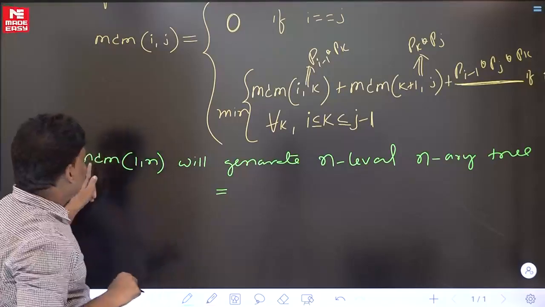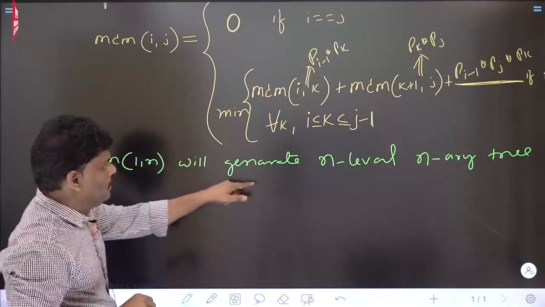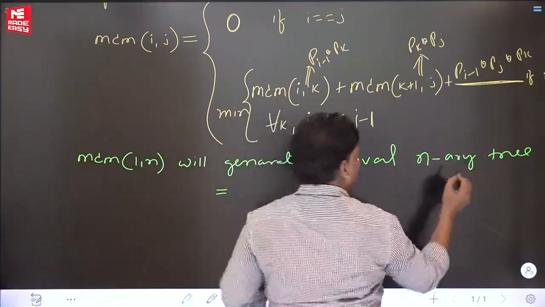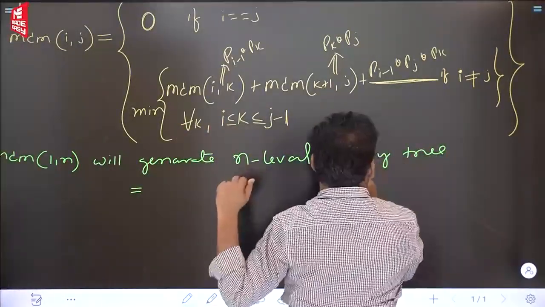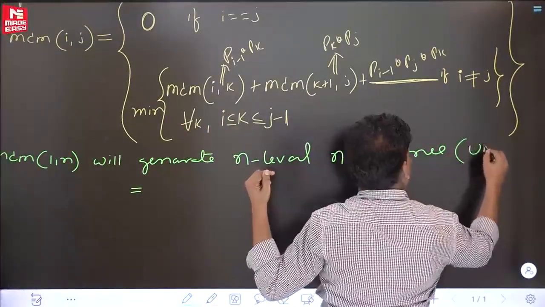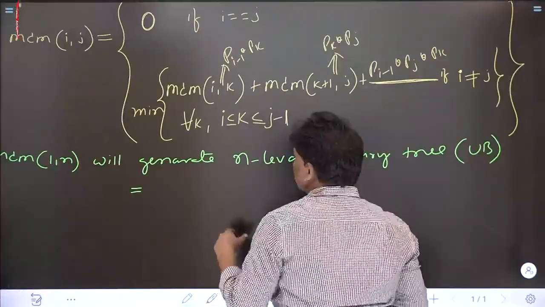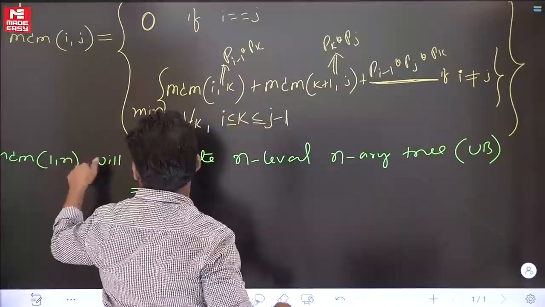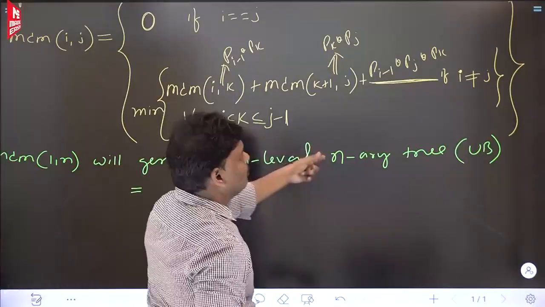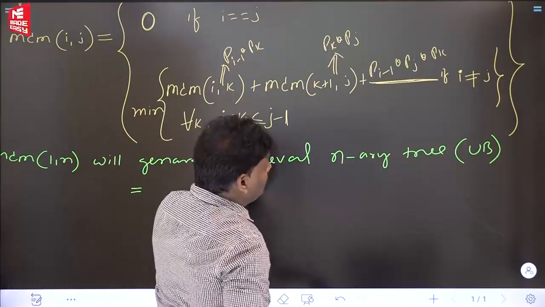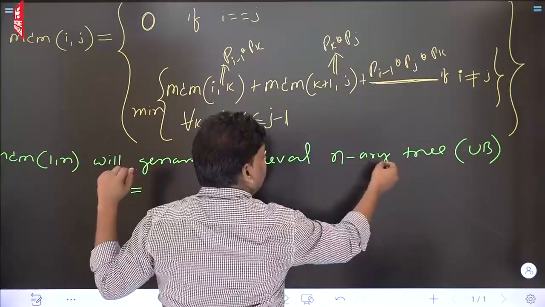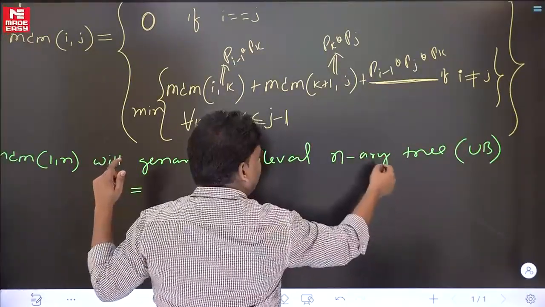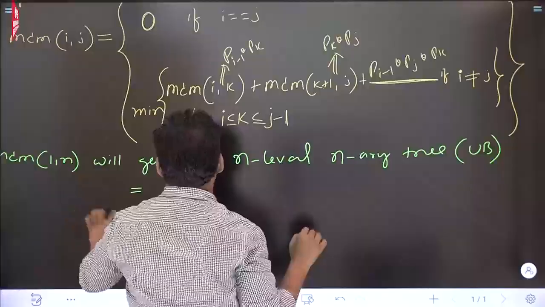See the next line. MCM of 1 comma n will generate an n-level n-ary tree, upper bound. Actually an n-level (n minus 1)-ary tree. I am writing n-ary tree as the upper bound. Some people are asking, MCM of 1 comma n will generate an n-level (n minus 1)-ary tree, but I wrote n-ary tree. Even though it is an (n minus 1)-ary tree, I wrote n-ary tree. So that is the reason I wrote upper bound. It's okay. Now see the next one.